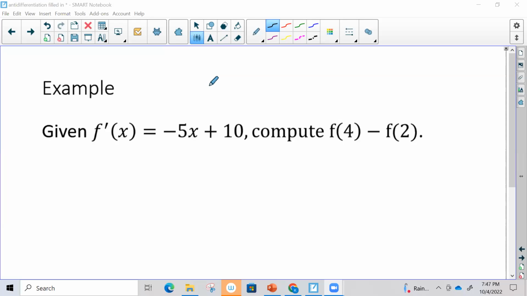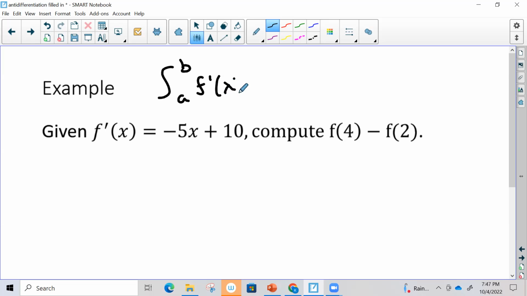So in this video, we're going to look at one more application of the fundamental theorem of calculus and then some of the properties that deal with it. So just remember, the fundamental theorem of calculus says that if I have the integral from a to b of f prime of x or f of x, whichever one, dx, then that would equal the original function evaluated at b first and then minus f of a.